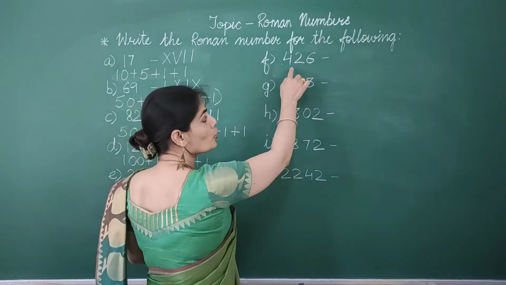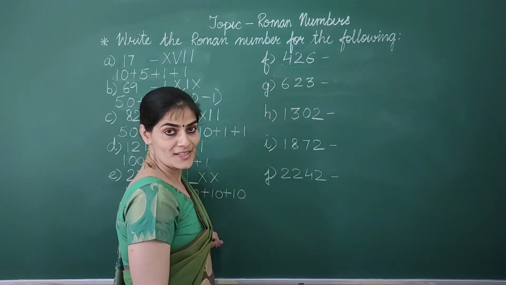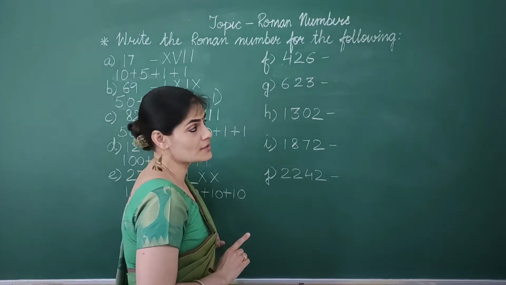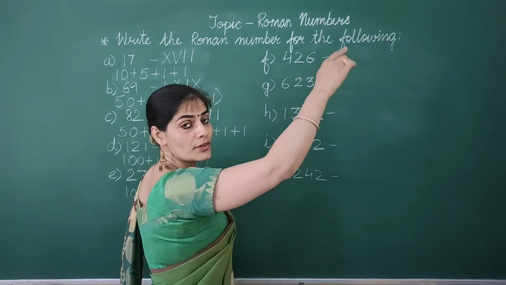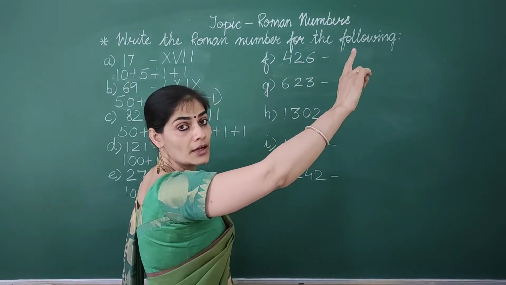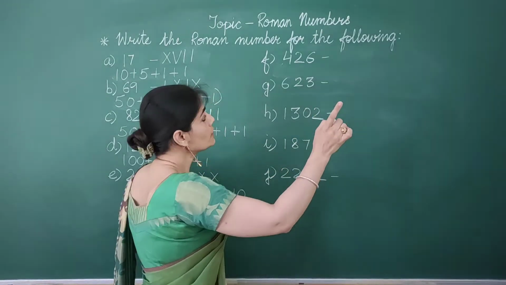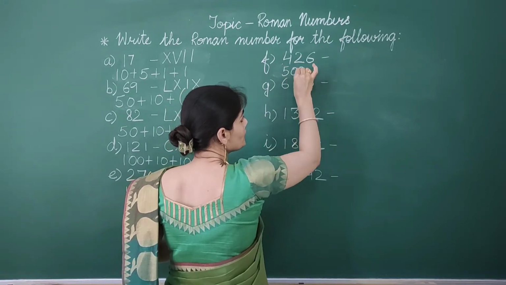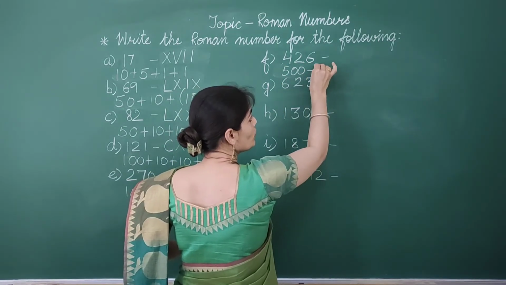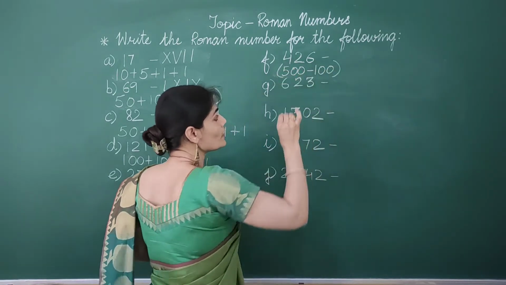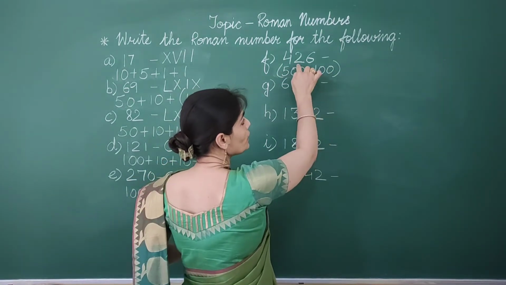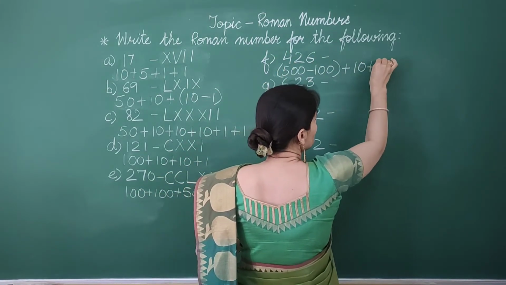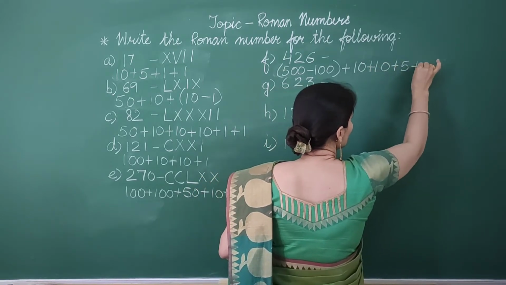Now let's write the Roman numeral for 426. You all are aware a symbol can't be repeated more than 3 times. So if I write 100 plus 100 plus 100 plus 100, that means I am adding 100 4 times. So that's not feasible. So what am I going to do? I'm going to write this symbol for 500, and from this 500 I'm going to subtract 100. So this will give me what? 400. Now what are we left with? 26. Now 26 can be broken as 10 plus 10 plus 5 plus 1.